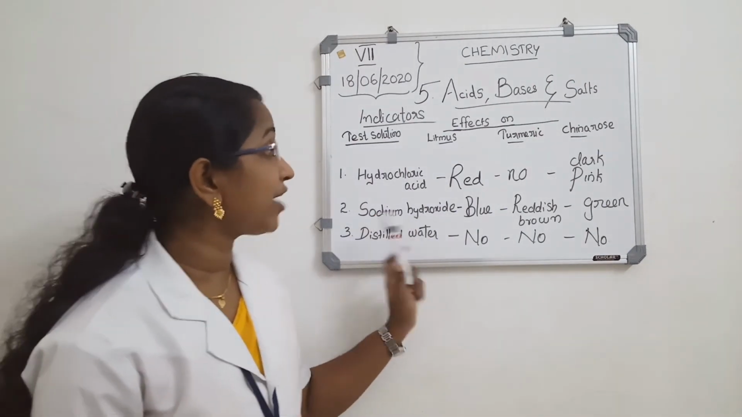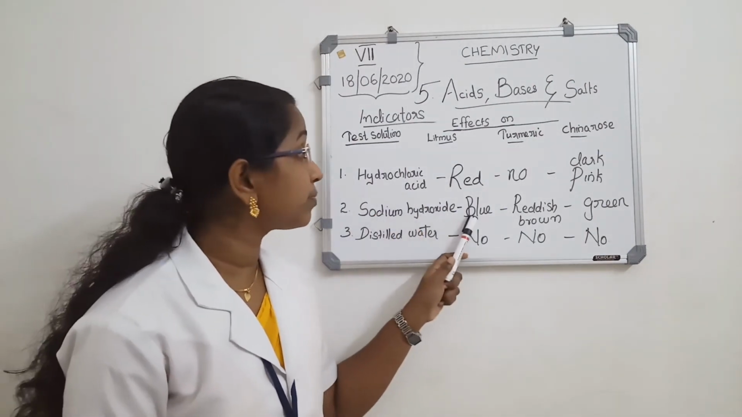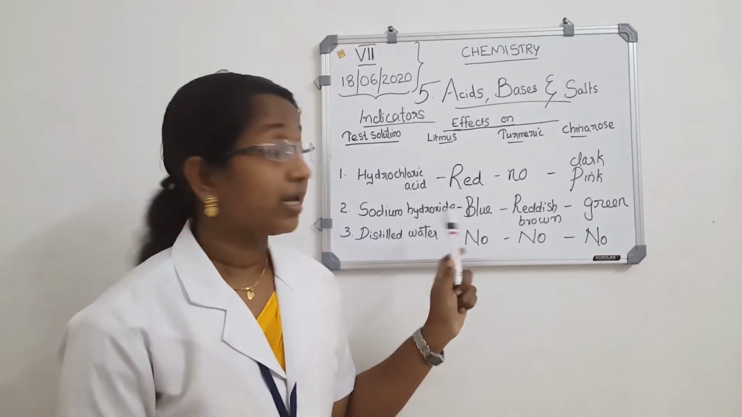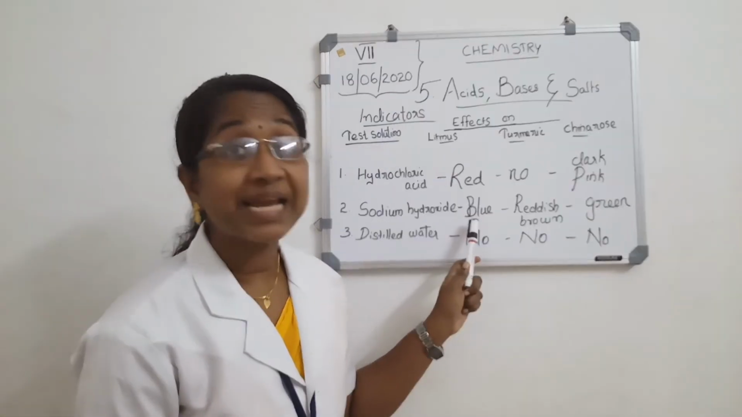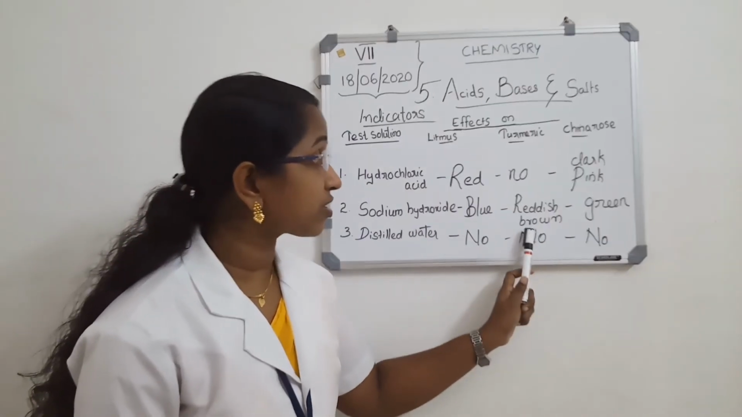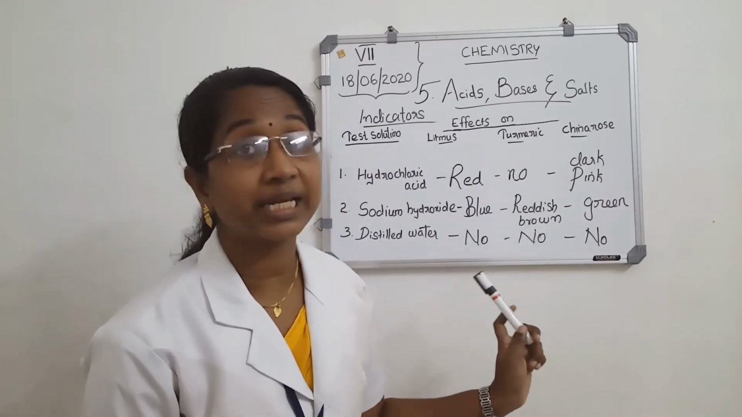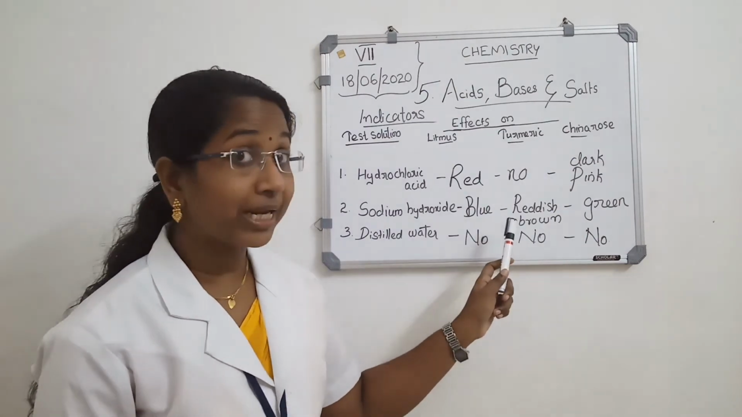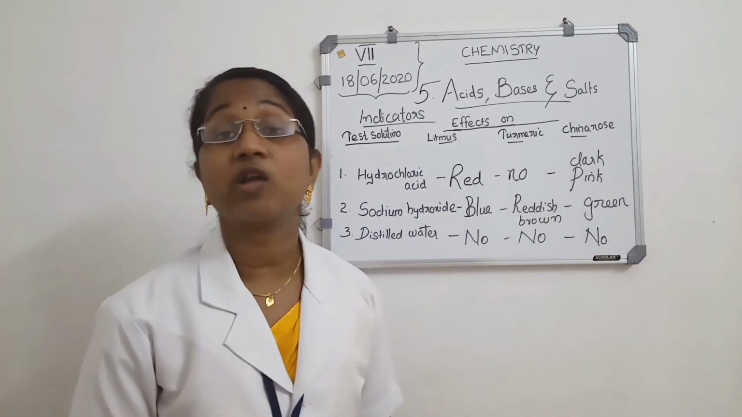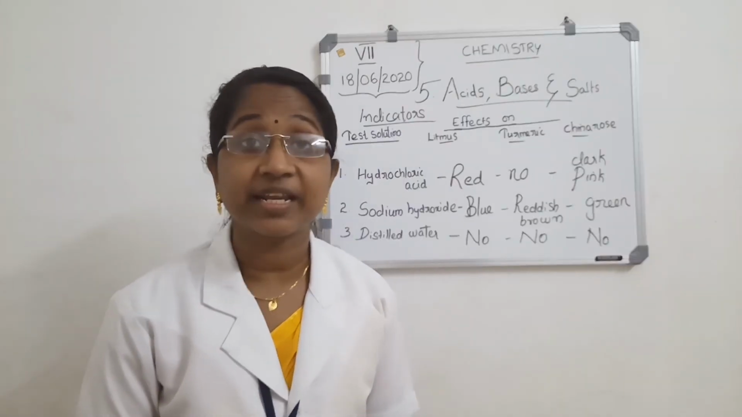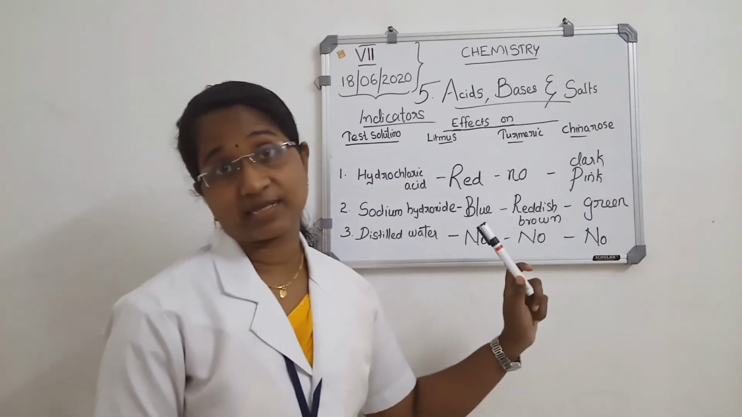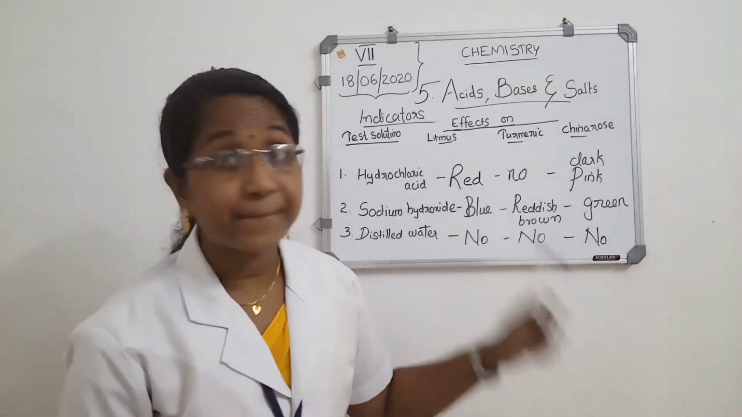Then sodium hydroxide. It shows blue color in litmus. That means it is a basic substance, or it is a base. Then it shows reddish brown in turmeric indicator and green color in China rose indicator. So it is a base. Sodium hydroxide is a base.